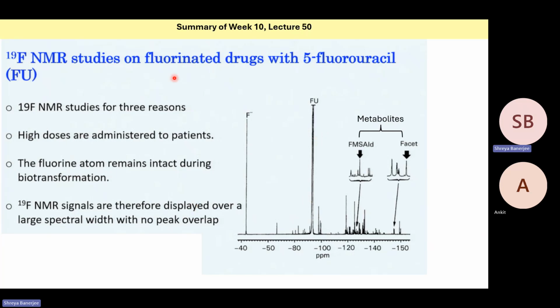So here you can see we have taken the drug 5-fluorouracil, and it is studied in vivo. Now you can see when this in vivo NMR is taken, you are getting signals from different metabolites of the drug, which are written here as some aldehyde derivative of the 5-fluorouracil, some acetyl derivative shown as FACET. So these are signals of different metabolites of the 5-fluorouracil drug.